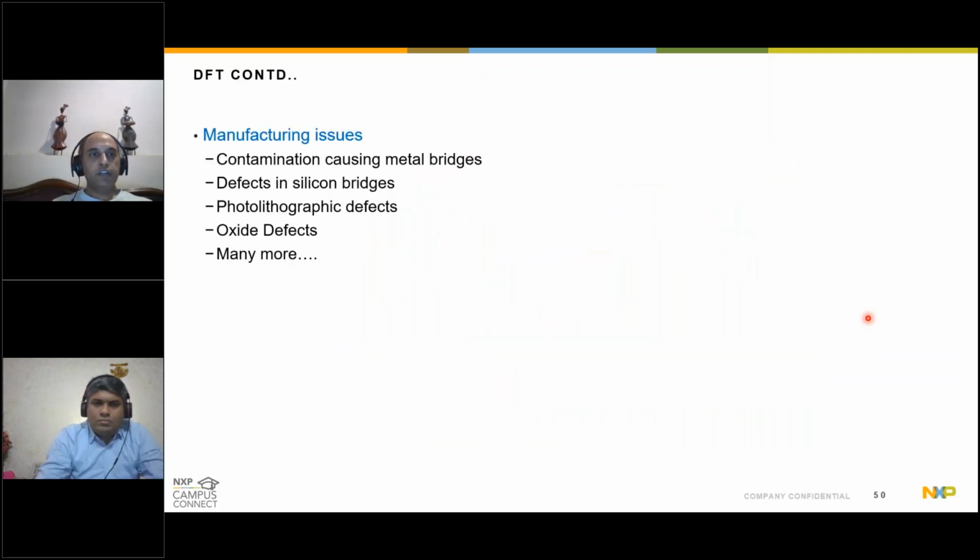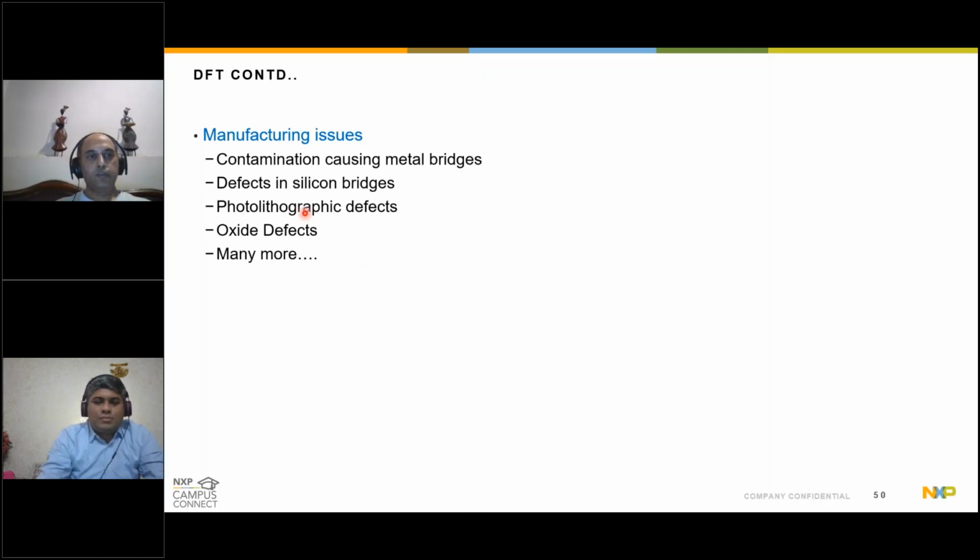So, DFT continued. Basically, what kind of faults is DFT, or design for testability, trying to capture? Manufacturing issues. You can imagine the feature size is getting smaller and smaller, so the manufacturing process is getting more and more complex. While there are a lot of precision equipments used in the process, there are always certain possibilities of some manufacturing defects creeping in.